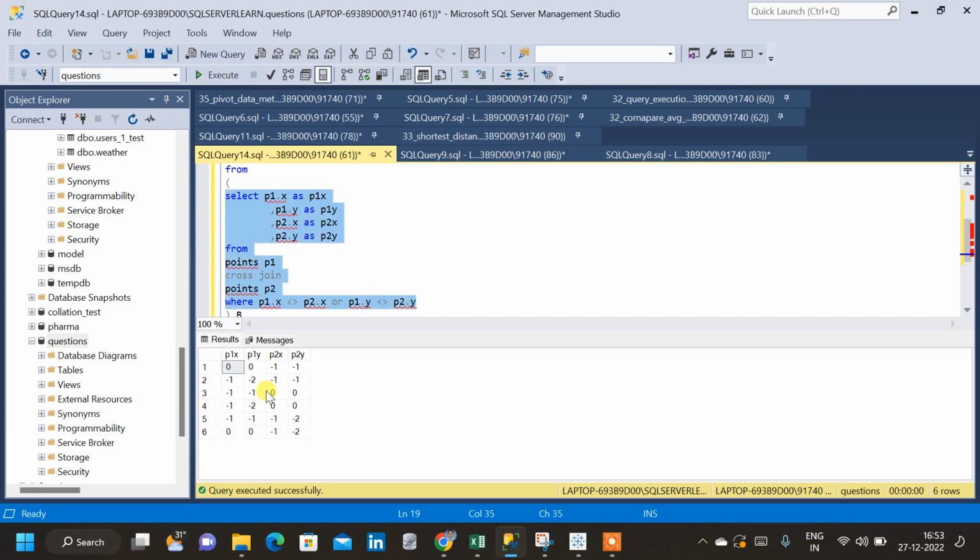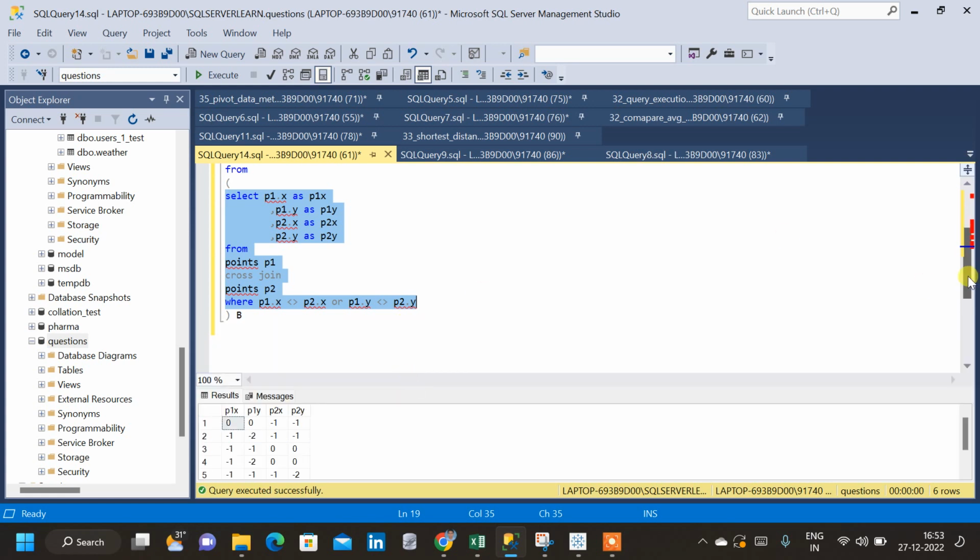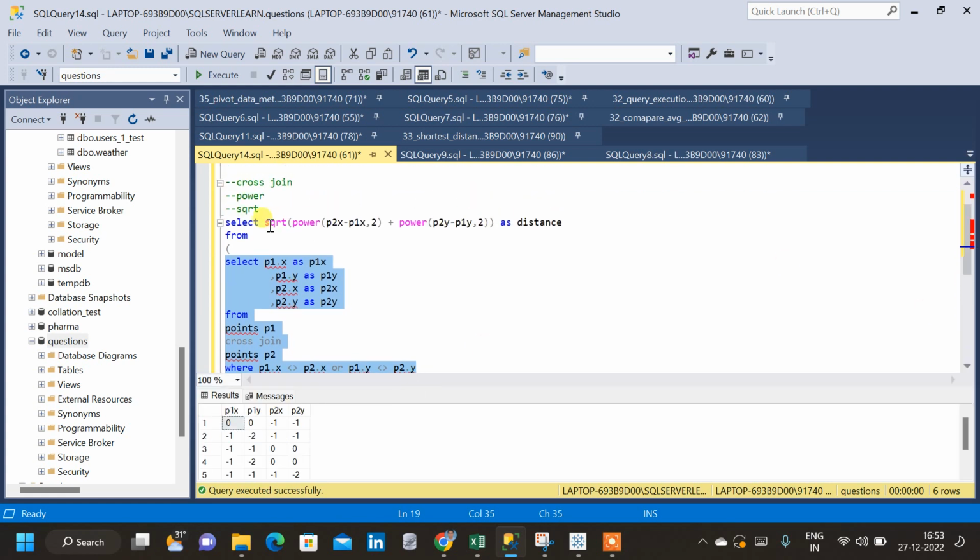Now if we run the subquery, we can see that the number of rows reduced. Now we don't have the same data getting repeated in the two tables, that is we don't have p1 x1 and p2 x2 as the same value. So now we have 0 0 and minus 1 minus 1. So the coordinates are different now. Now let us find the distance between the points. We have already written the equation for the distance.